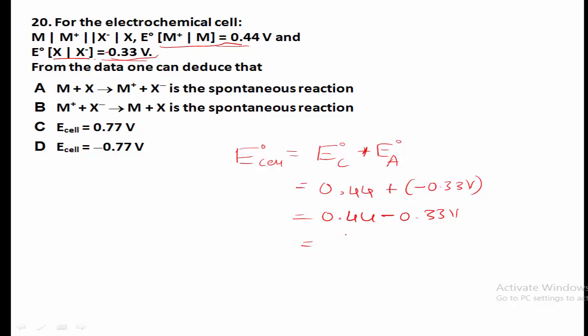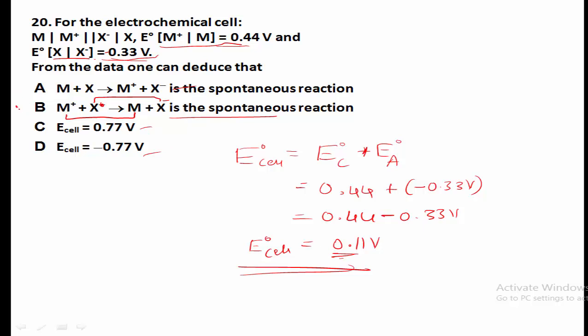That is equal to how much? It is 0.11 volt. That is E naught cell. Therefore, here M+ gets reduced to M. This is seen in option B, and X- would be X. Here it is the spontaneous reaction, and the non-spontaneous one has 0.77 volt. Here you have obtained 0.11. So option B is the right answer. So this is all about electrochemistry.